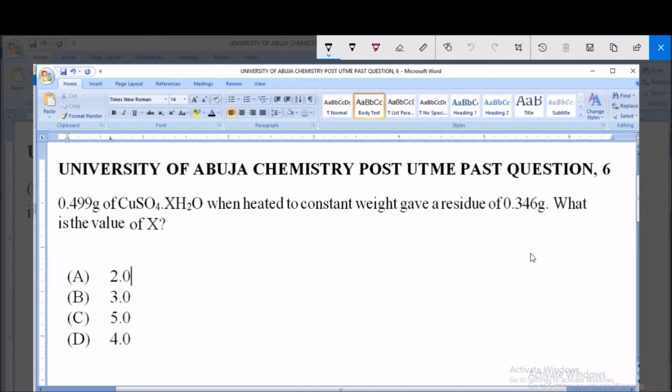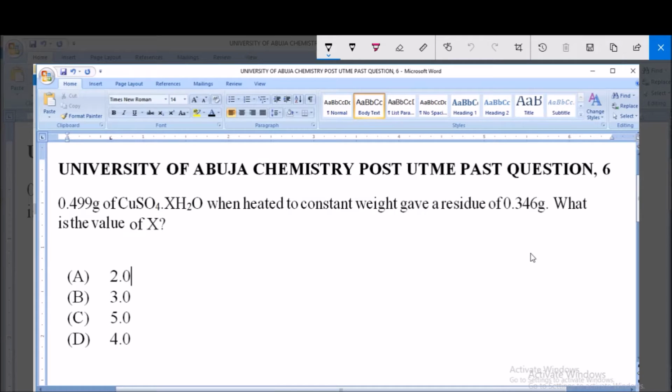Question 6. It says 0.499 gram of CuSO4·XH2O, a hydrated salt of copper(II) sulfate, when heated to constant weight gave a residue of 0.34 grams. What is the value of X? A, 2.0; B, 3.0; C, 5.0; and D, 4.0.